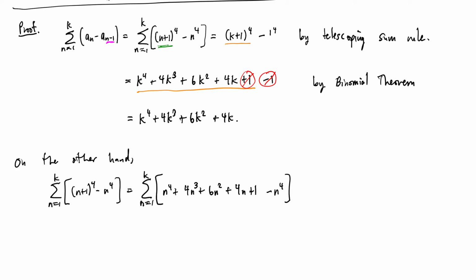And this time something cancels, but it's not the same as what happened up here. So this time we have an n to the fourth and a minus n to the fourth, and before we even apply the summation, we can cancel those out, right? So those don't need to be there. They cancel each other out.